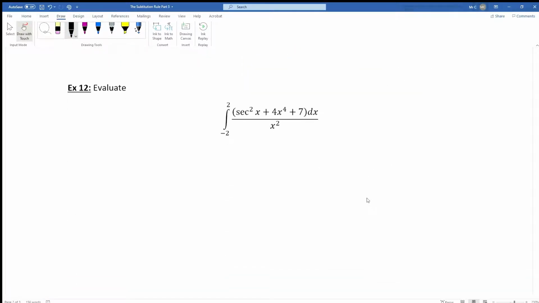All right, now let's take a look at this one. Now, this function doesn't look like an odd function, but maybe it's an even function. And in fact, it is an even function. So if I take f of x as secant squared of x plus 4x to the 4th plus 7 all over x squared.